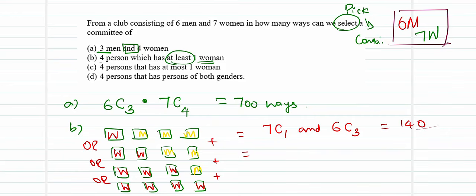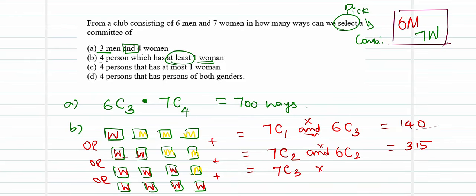The next case where I have, out of 7 women, I choose 2 women. So it is 7C2, and I have 2 men from 6 men. So it is 6C2. And means you will have to multiply, or means you will have to add. So this multiplication will give me equal to 315. The third case, when I have 3 women from 7 women, 7C3, and you have 1 man, so 6C1, so that is going to make it 210.